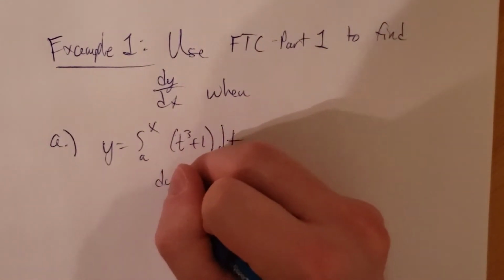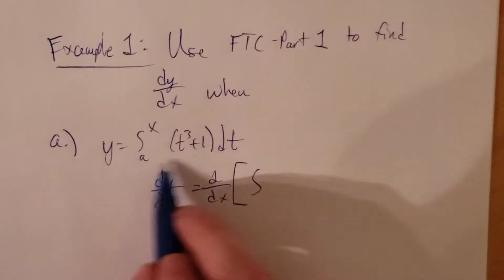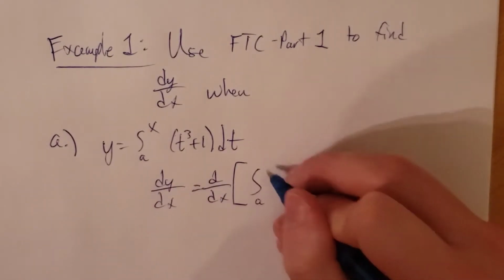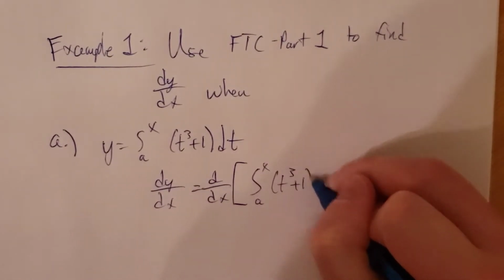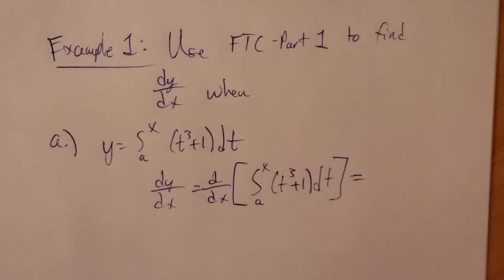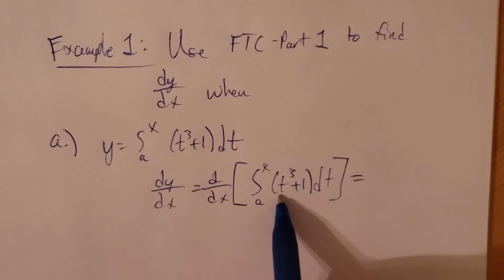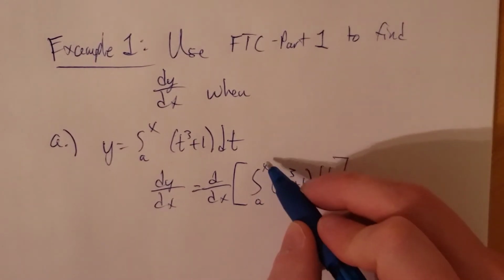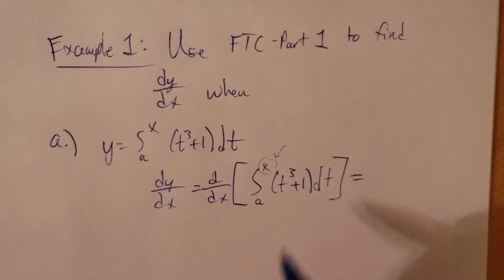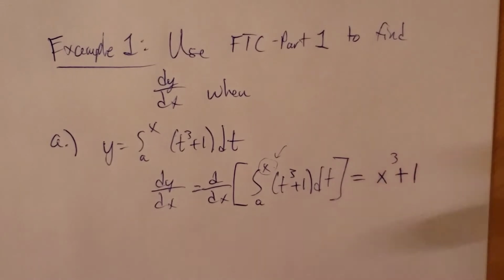So what does this mean? Dy dx is equal to the derivative with respect to x of this function right here, this y, which is the integral from a to x of t cubed plus 1 dt. But what does our fundamental theorem of calculus part 1 say? Well, it says that the derivative of this integral function is just the inside function, but with respect to the variable x now. So this is just x cubed plus 1. And that's it. That's all there is to it for that kind of a problem.